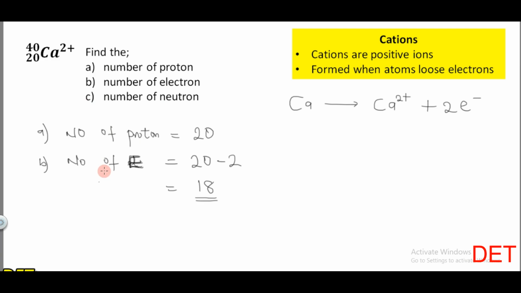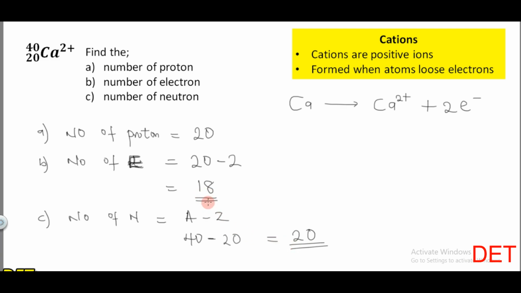Then C is to find the number of neutrons. So the number of neutrons will be equal to the atomic mass minus the atomic number, right? So it is equal to A minus what? Z. So the atomic mass is what? 40, minus what? The atomic number is what? 20, minus 20. So 40 minus 20 will be equal to what? 20. So this is the number of neutrons in calcium ion.